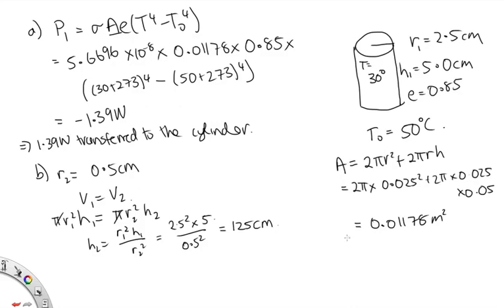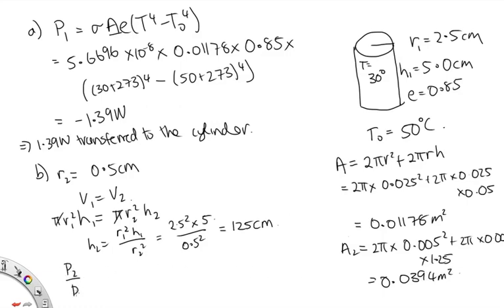Okay, so A2, we can just substitute into this formula, 2 pi r2 squared, so 2 pi times 0.005 squared plus 2 pi times 0.005 times this new length, 1.25. Solving that on the calculator, we end up with the new surface area of 0.0394 meters squared. We're asked to find the ratio of energy transfers, so P2 over P1.